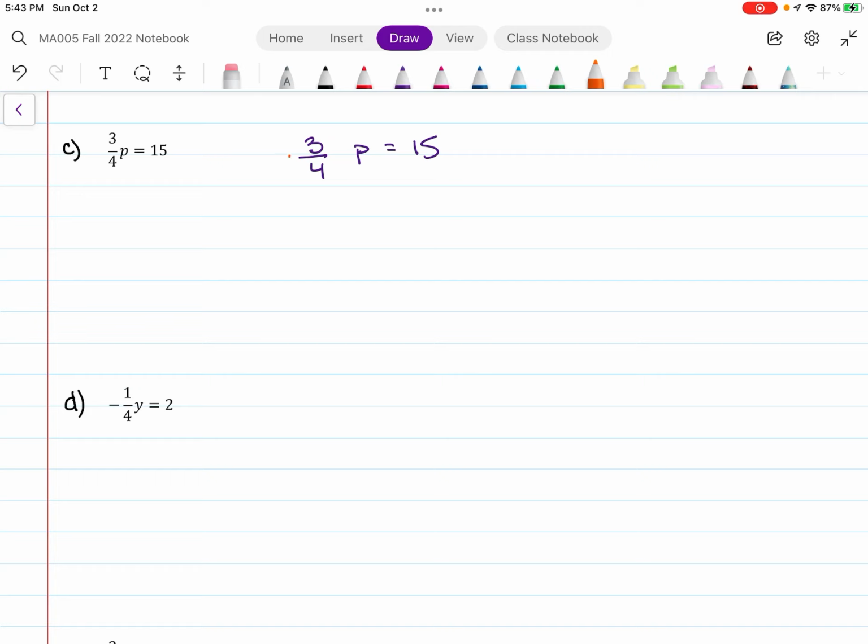Okay, so for this first one, you want to multiply both sides times 4/3. 4's are going to cancel. 3's are going to cancel. And we get P equals, now I've got 15 over 1. What happens here? How many 3's go into 3? 1. And how many go into 15? 5. So 5 times 4 is on top. And that is 20 over 1, which is just 20.